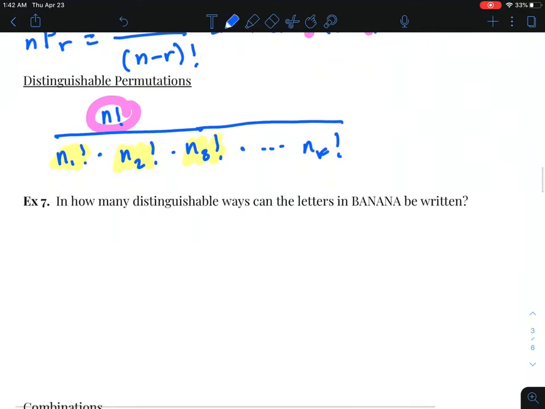So, in how many distinguishable ways can the letters of the word banana be written? Your book shows all the different ways, but here's how we can calculate this. Like I said, the top one is talking about how many total elements you have. If we look, banana has 1, 2, 3, 4, 5, 6 letters. So that's where we get 6 factorial.